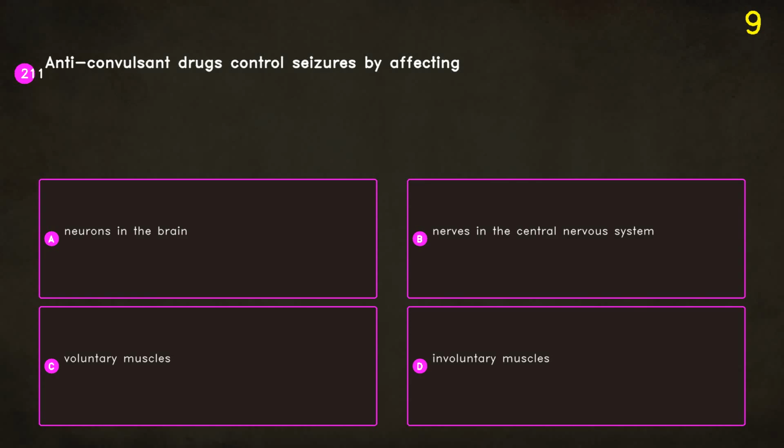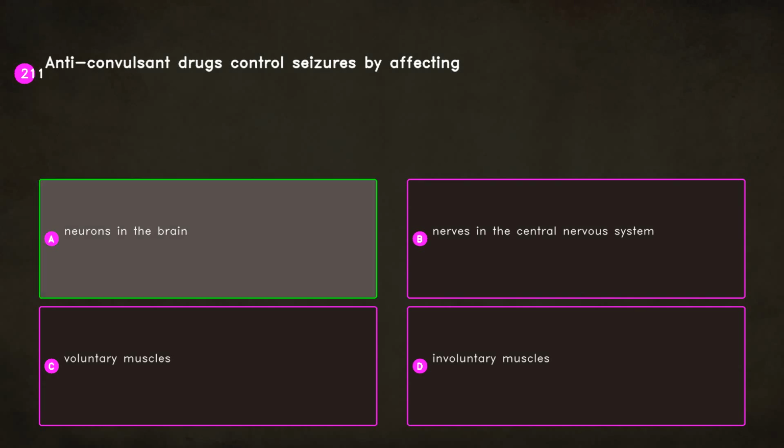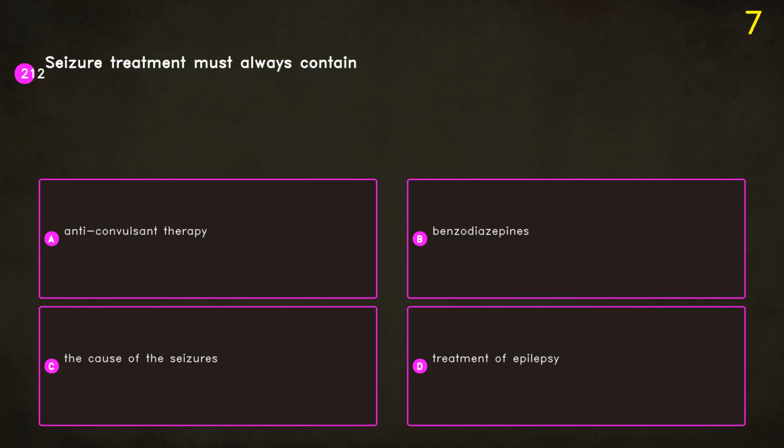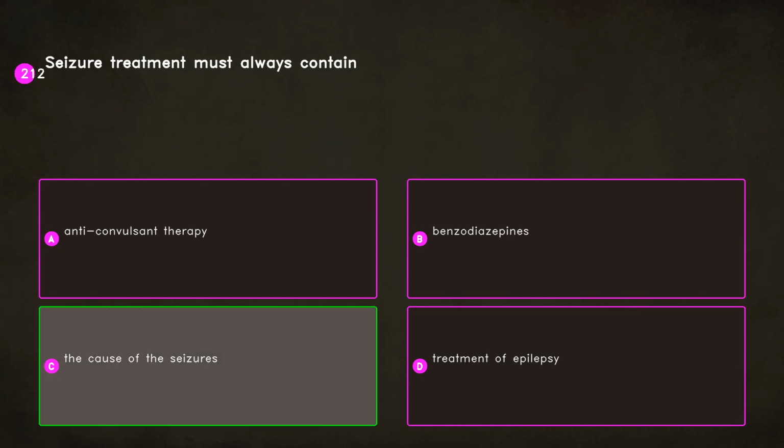Question 211. Anticonvulsant drugs control seizures by affecting A. Neurons in the brain. B. Nerves in the central nervous system. C. Voluntary muscles. D. Involuntary muscles. The correct answer is neurons in the brain. Question 212. Seizure treatment must always contain A. Anticonvulsant therapy. B. Benzodiazepines. C. The cause of the seizures. D. Treatment of epilepsy. The correct answer is the cause.